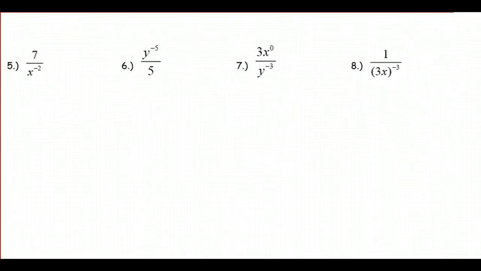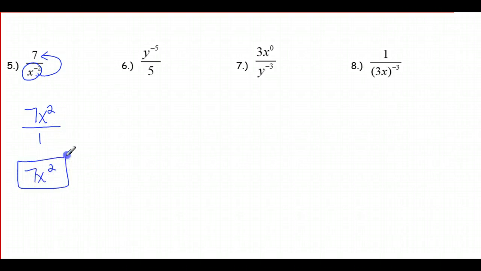Alright, number 5. So here we have 7 over x to the negative 2nd, so we need to move that up to make it happy, to make it positive. So we have 7x squared. Again, nothing's left in the bottom, so you don't have to write over 1.